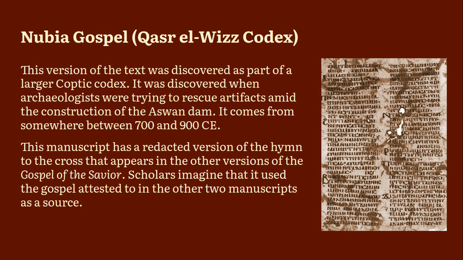This manuscript has a redacted version of the hymn to the cross that appears in the other versions of the Gospel of the Savior. But it isn't quite the same. It's clearly developed. It's changed a little bit. So scholars imagine that it used the gospel attested in the other two manuscripts as a source for writing its version, or the scribe or the copyist changed the text a little bit for this version. And I did find a picture of this one at least, so you can see a little bit of what we're talking about.